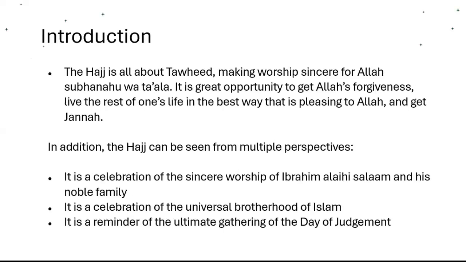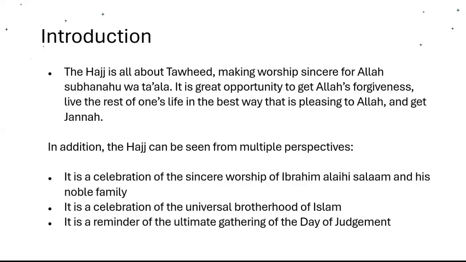First, the Hajj is all about Tawheed, making worship sincere for Allah subhanahu wa ta'ala. And it's a great opportunity, as you all know, to get Allah's forgiveness and live the rest of one's life in the best way that's pleasing to Allah and to get Jannah. So it's a very, very big opportunity. So we want, inshallah, to do it properly.